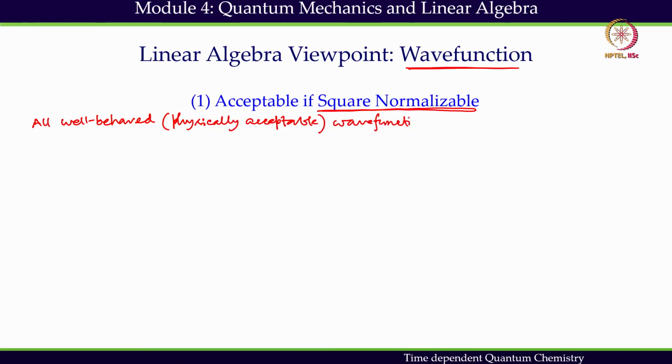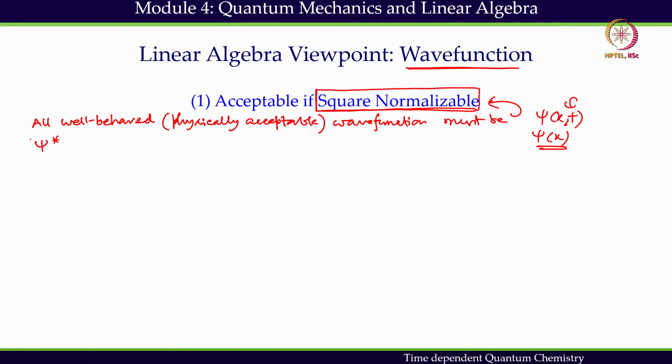The wave function must be square normalizable. What does it mean by square normalizable? It means that if I have the wave function psi(x), for the time being I can forget about the time dependency and just think about the space dependency, because the time part comes as a phase factor. So it is not an issue. If we look at this wave function, it has to be square normalizable.